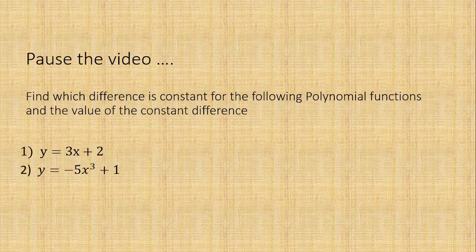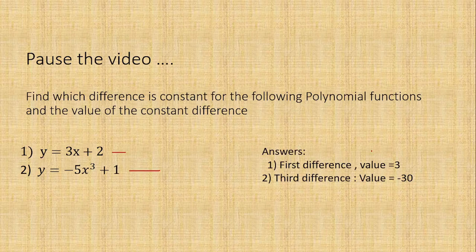Okay, pause the video and try to find out for the following equations what will be the differences: the first difference, second difference, and so on till you get a constant difference. The first question has an answer: the first difference is constant and the value is going to be 3. And for the second question, the third difference is going to be constant and its value is going to be minus 30. Okay, so just check your answers.